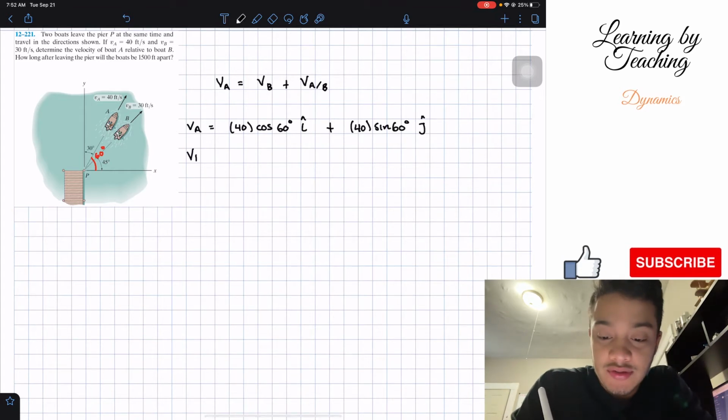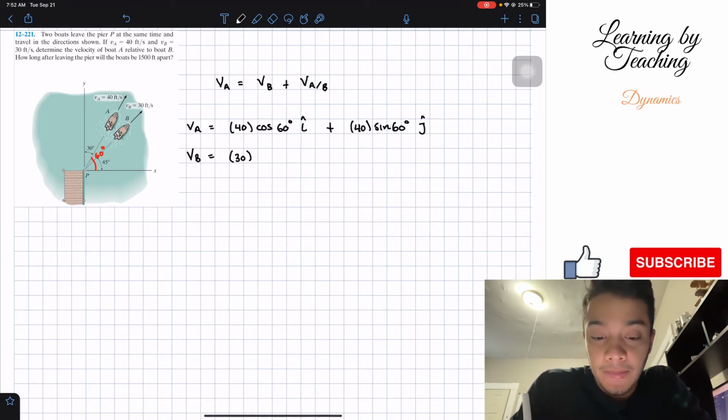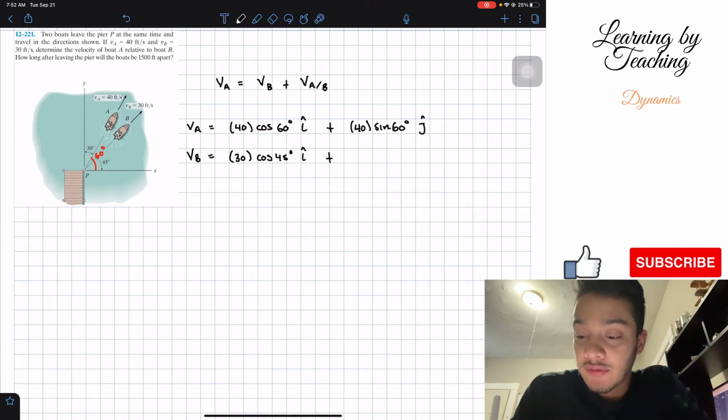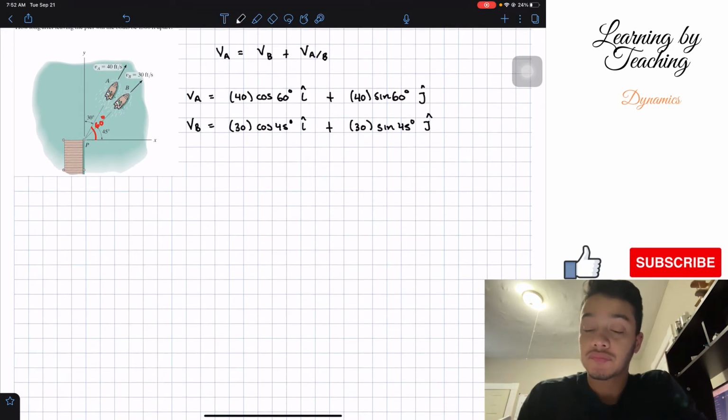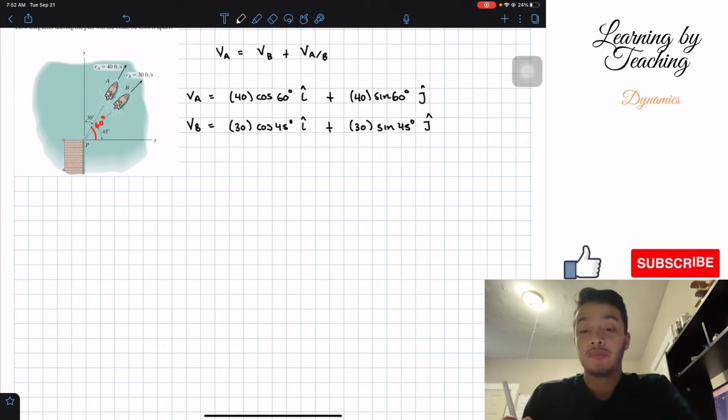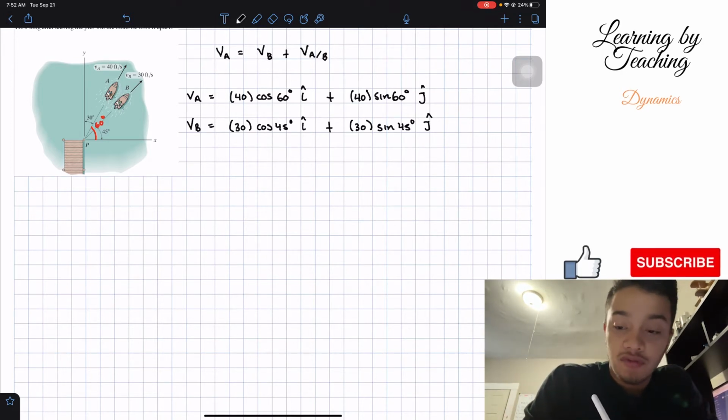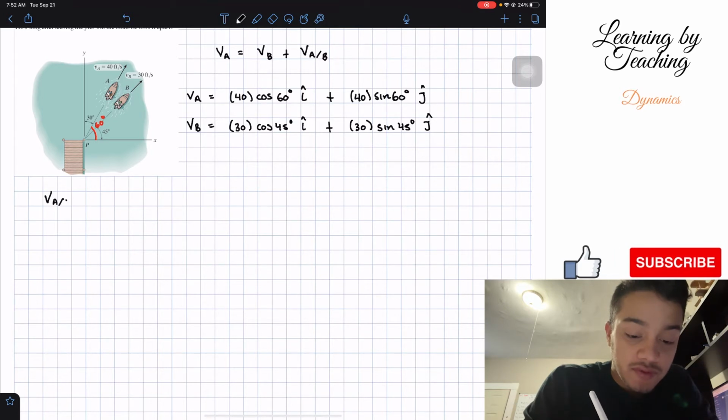We also know the velocity of B. The velocity of B is really similar, just a different magnitude and different direction. So we will have the magnitude 30 and cosine of 45 degrees for our x component. And for our y component, we will have the magnitude, 30, multiplied by the sine of this angle, and this is the y component, or j component. Okay, so now we know VA and VB, so all we need to do is solve for the relative velocity of A with respect to B.